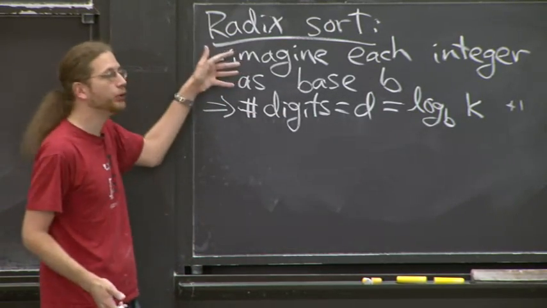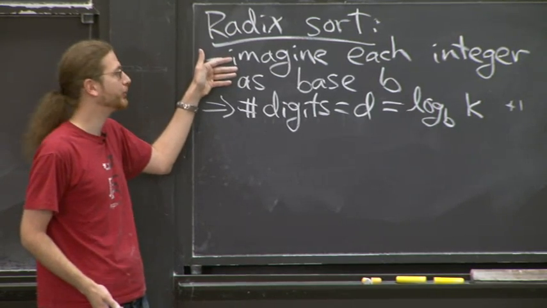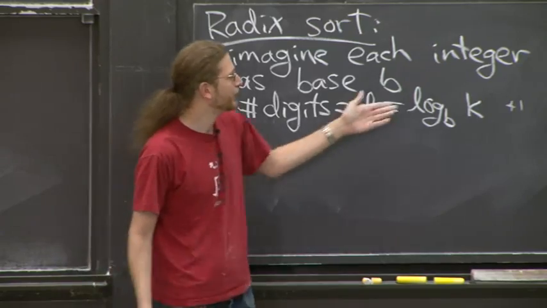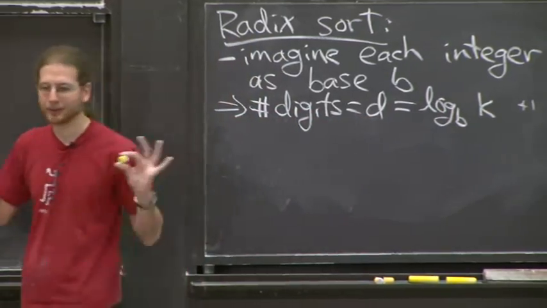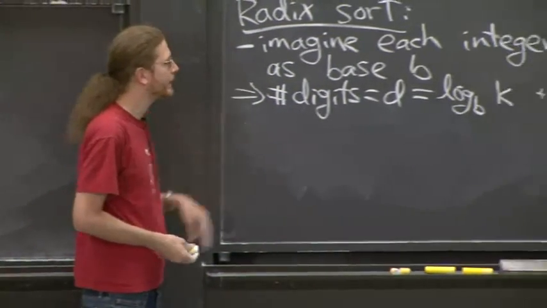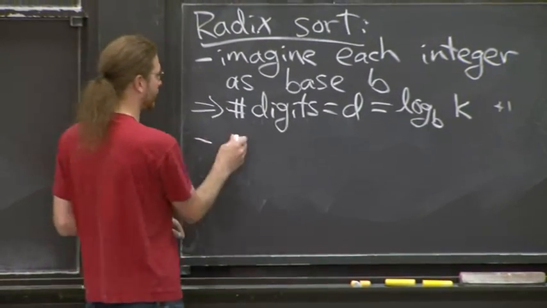I'm not going to actually compute this base b representation because it would take a long time. I'd have to spend n times log k time to do that. I don't want to do that. Okay, but just imagine it that way. And then the algorithm is as follows.